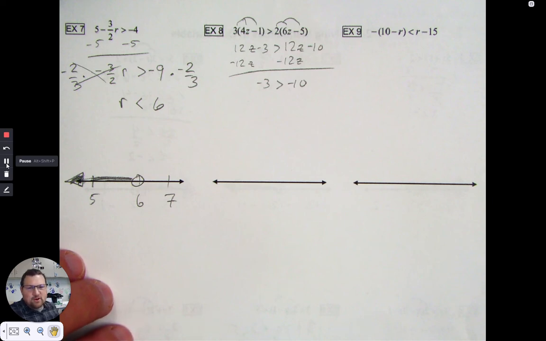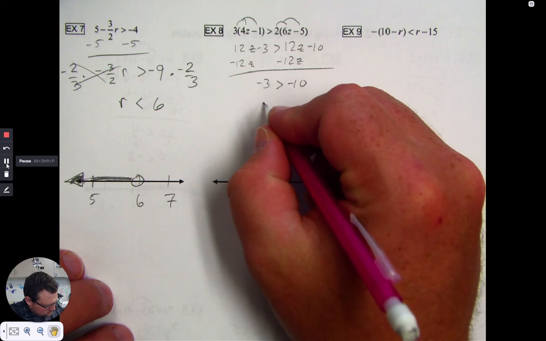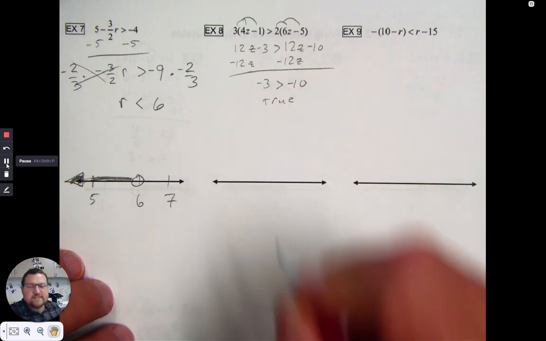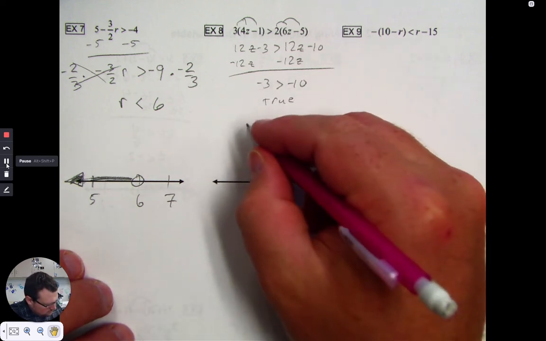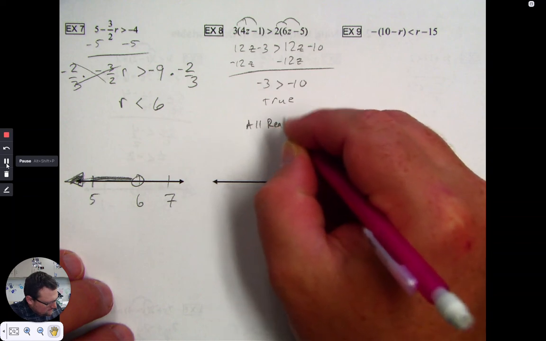Okay, so our variables are all gone. But we have to look at our statement and say, is this a true statement or is this a false statement? So this is a true statement. So because this is a true statement, right, this is true. Okay, when is it true? It's always true. So this will work for all real numbers.